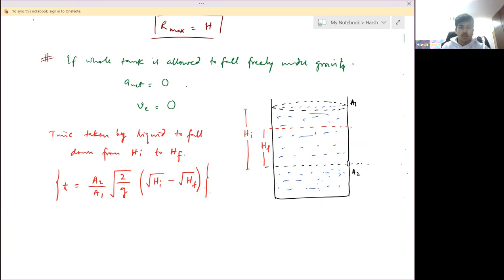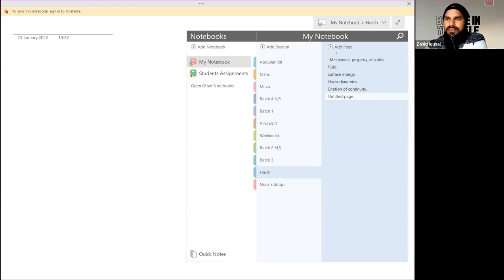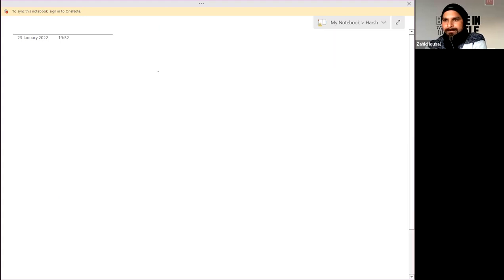Okay, so this is the last part of fluids, which we have just completed. So next is the thermal properties of matter. In this, first we define what we mean by temperature.